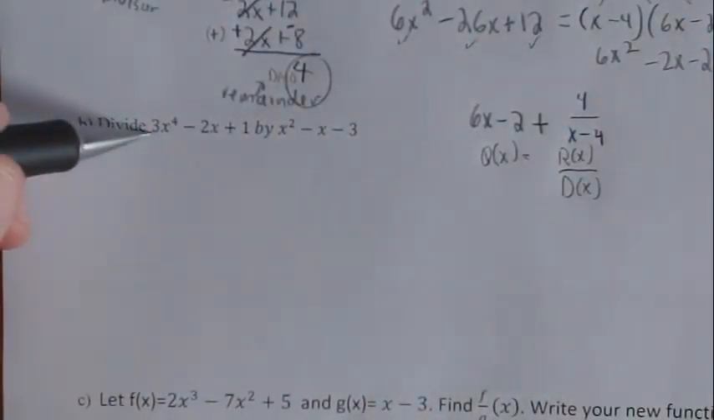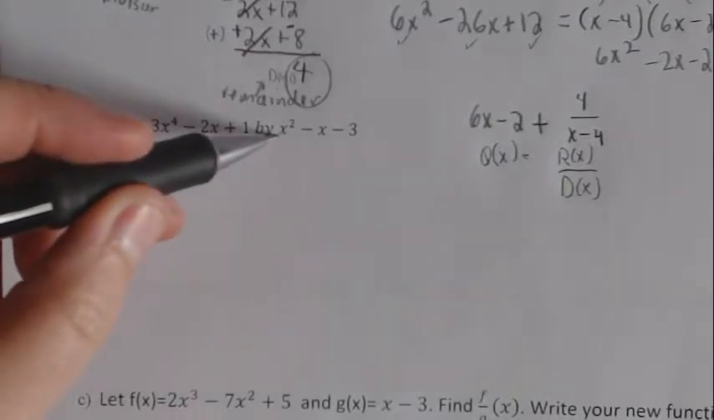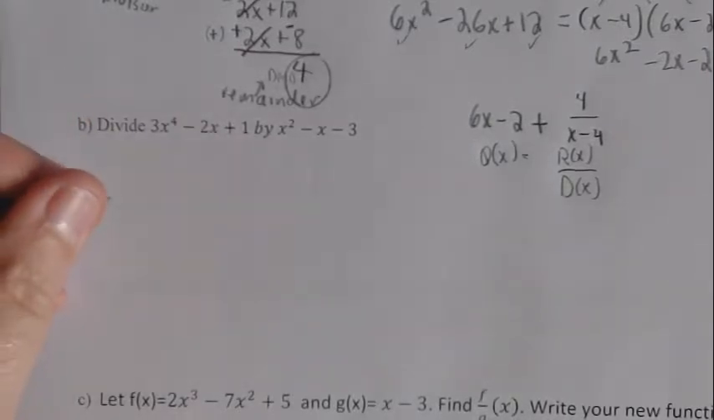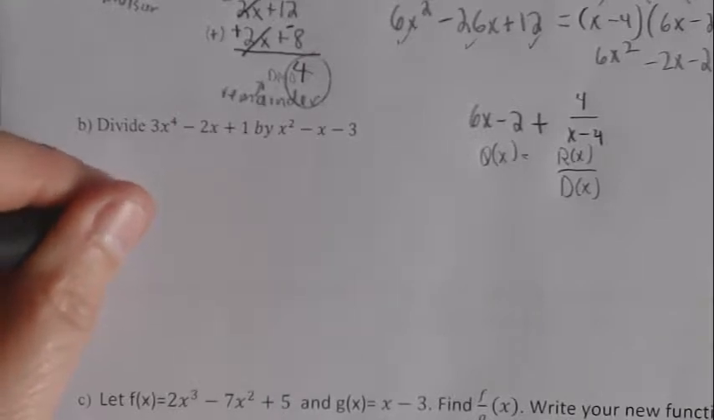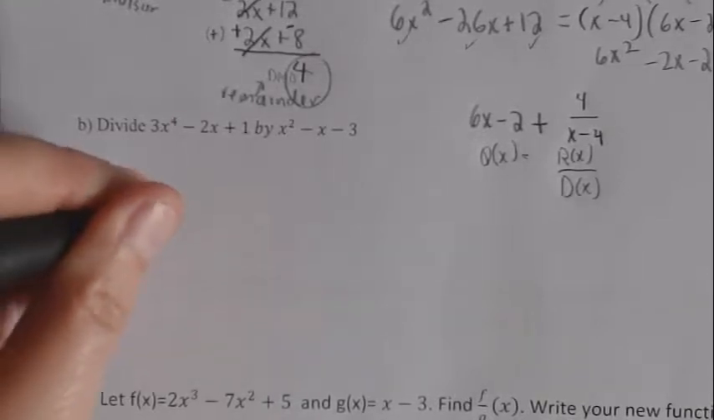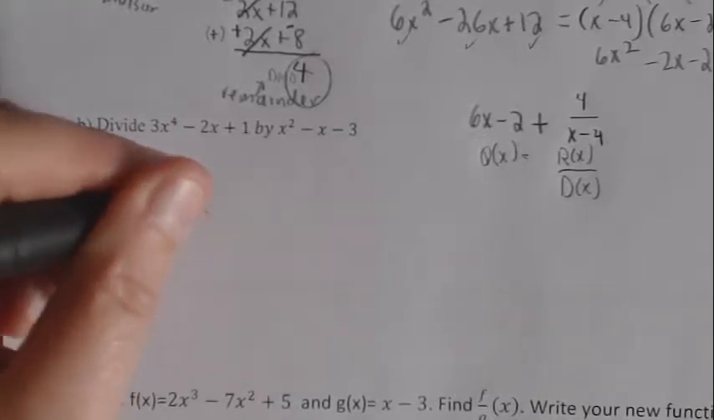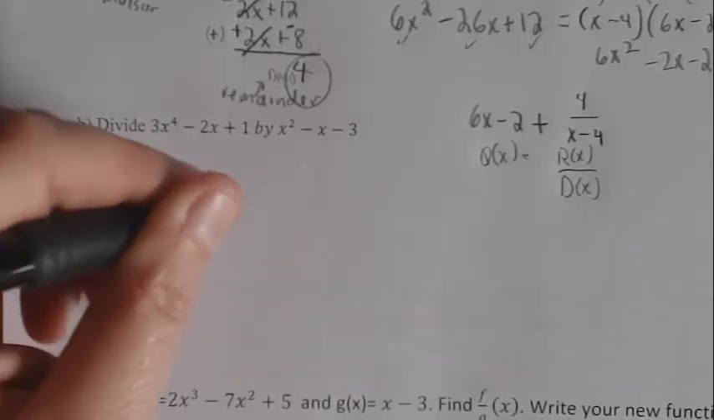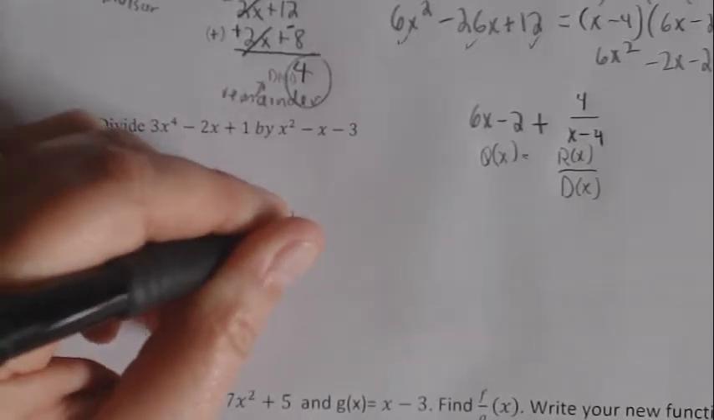Okay, so if we try a second one, 3x to the fourth minus 2x plus 1 divided by x squared minus x minus 3. Our divisor is x squared minus x minus 3. That's in descending order. And our dividend is 3x to the fourth minus 2x plus 1.